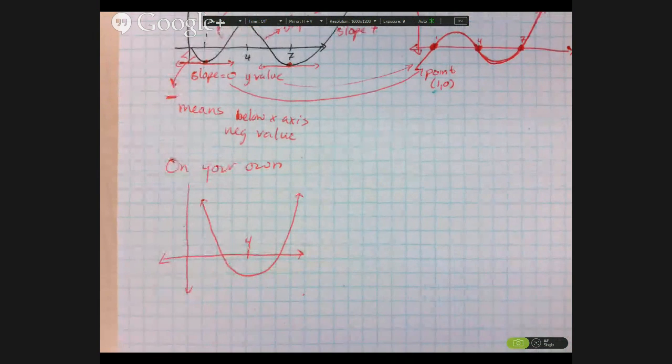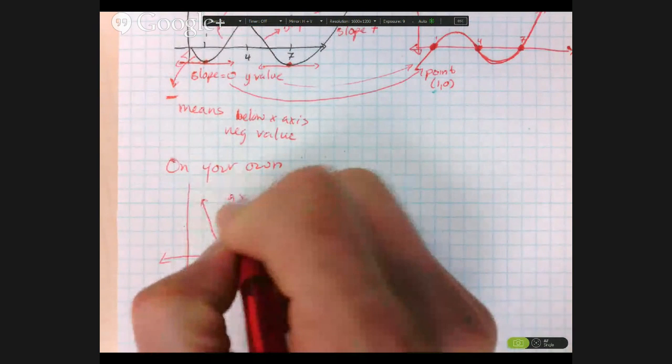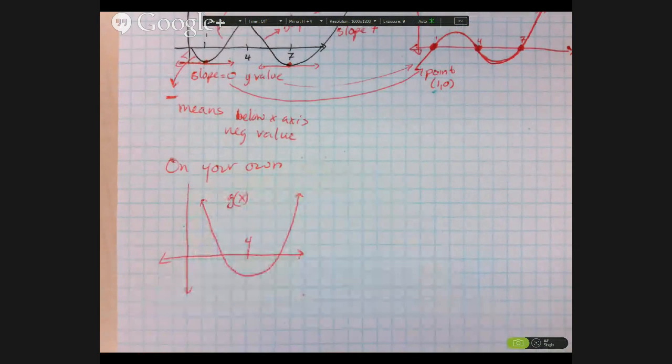Okay, draw the graph of the derivative of g of x on your own.